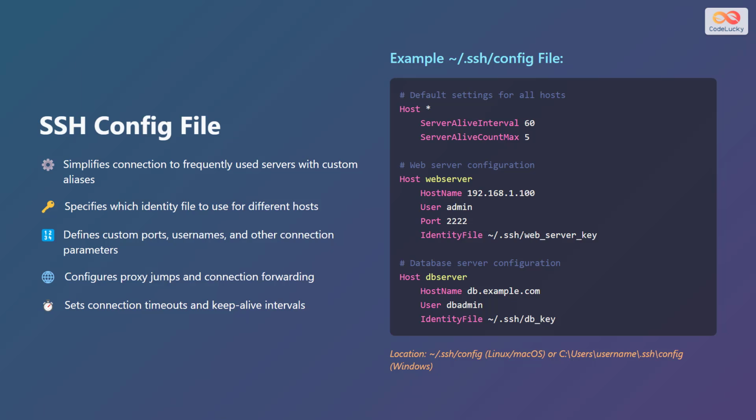Here's an example of an SSH config file located at ~/.ssh/config on Linux or macOS, and at C:/Users/username/.ssh/config on Windows. The file allows you to define default settings for all hosts, as well as specific configurations for web servers and database servers.